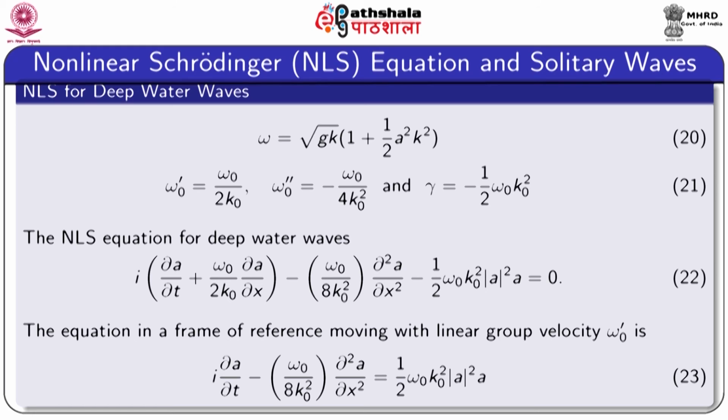Now, if we think about the frame which is moving with the linear group velocity omega 0 dashed, in that frame equation 22 reduces to the form which is written in equation 23. So, for this case the coefficient of del A by del x becomes 0. So, here we again obtain a nonlinear Schrodinger equation for deep water waves starting from the dispersion relation. Now, we want to solve this equation.